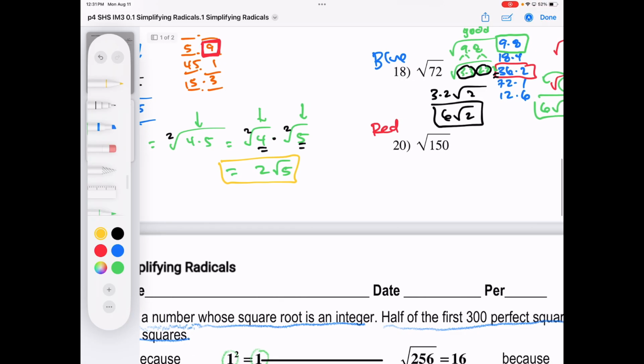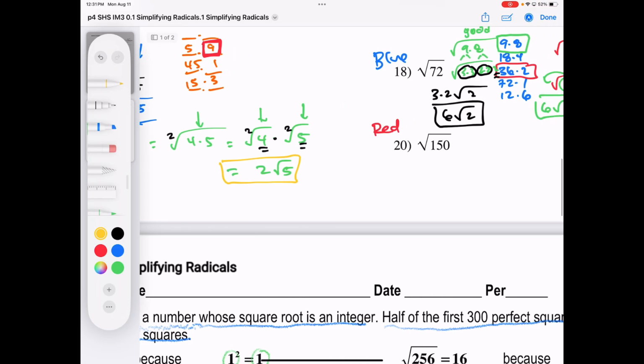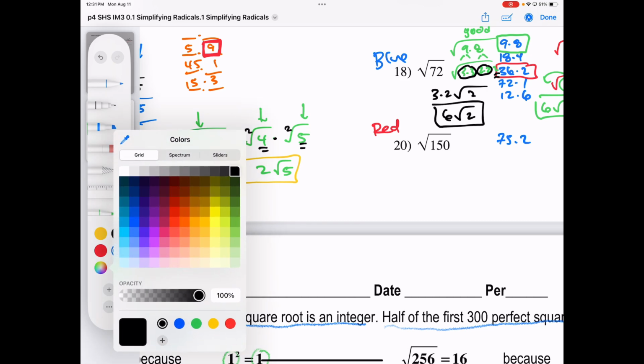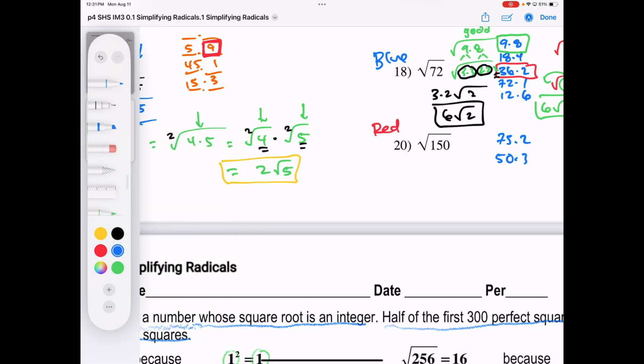And number 20. Red chairs, what are the factors? 75, 2. What else? 50 times 3. Say again? Yes. 15 times 10. Yes.